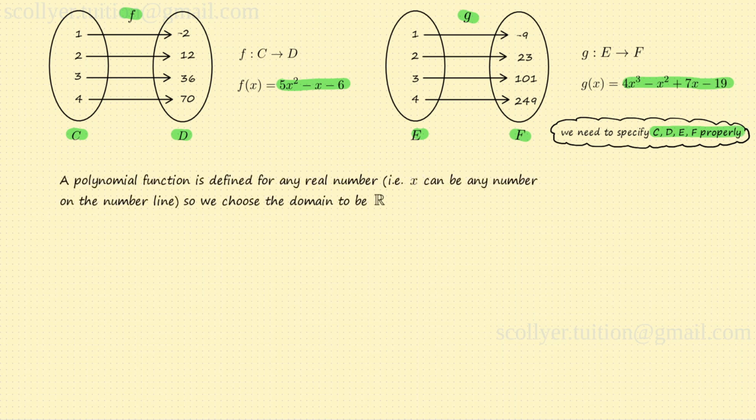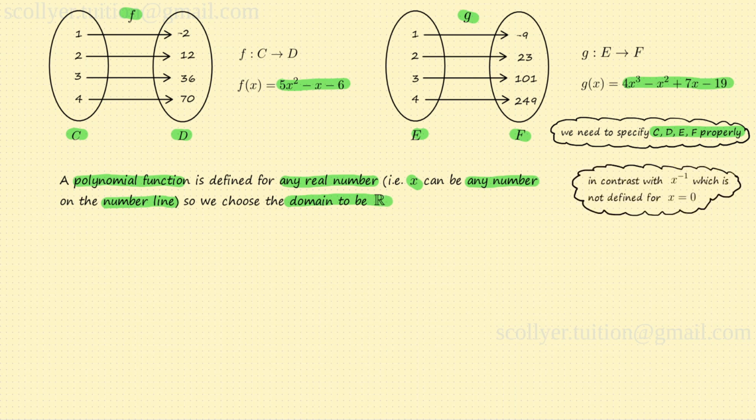We can calculate the value of a polynomial function for any real number. In other words, x can be any number on the number line. So for polynomials, we choose the domain to be R. And so here we could contrast polynomials with the function x to the minus 1, for example, which is not defined for x equal to 0.